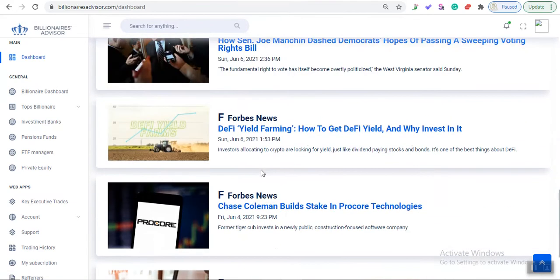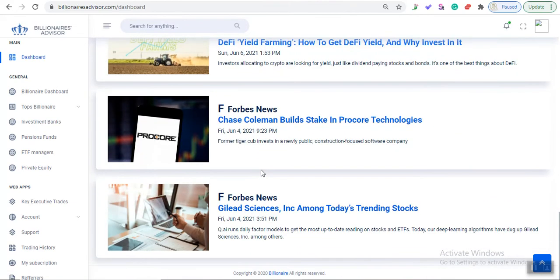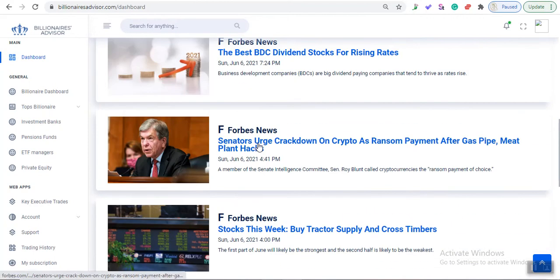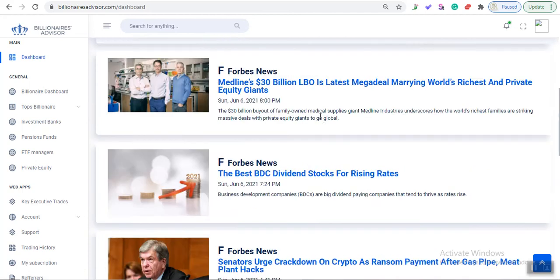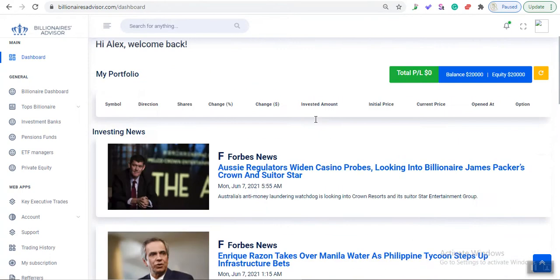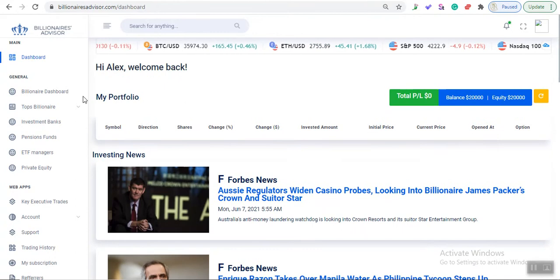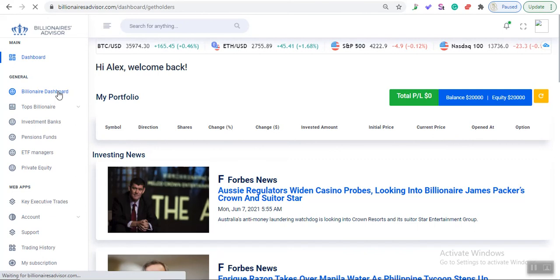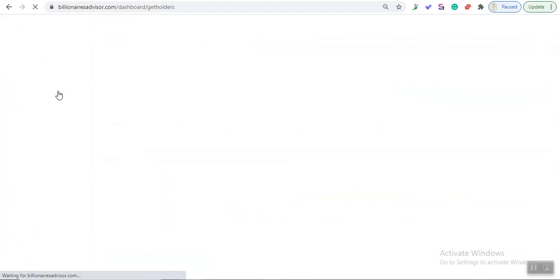And the next step you could do, of course, if any of the information here piques your interest, all you have to do is click the article and it will take you to Forbes, opening a new tab. But for this demonstration, what should you do? Next step is to go to Billionaires dashboard. Billionaires dashboard will show you how to trade like a billionaire.